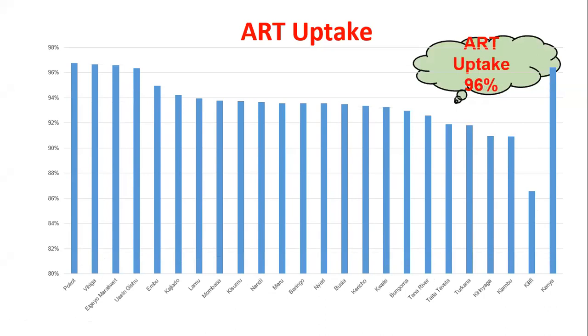So once a TB patient has been diagnosed with HIV, we encourage immediate initiation on ART based on tolerance of TB treatment. So our patients, most of them are on treatment. ART uptake is about 96% across the country, and many counties are above 90%.